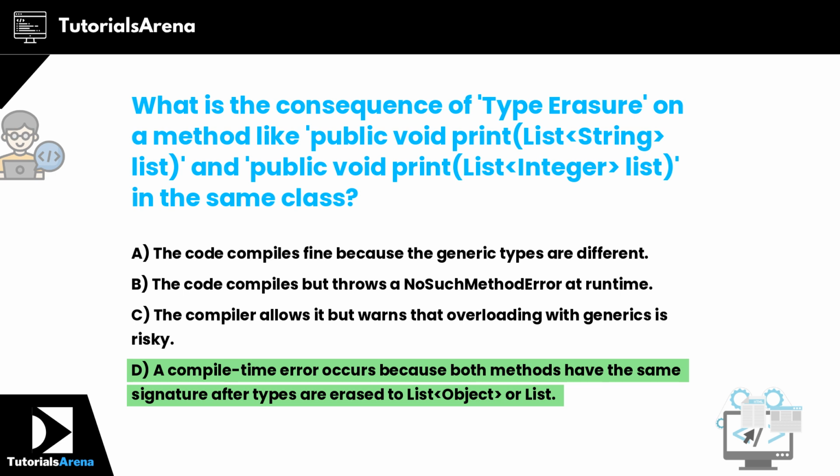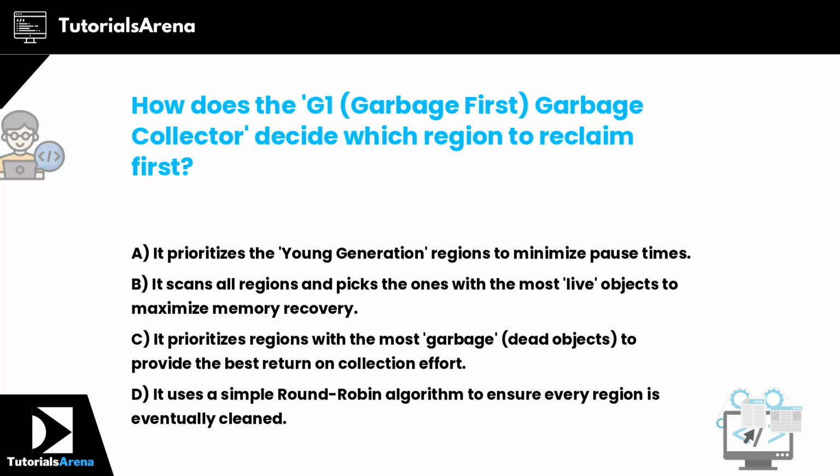List<Object>, or List. How does the G1 Garbage First garbage collector decide which region to reclaim first? Answer is A. It prioritizes the young generation regions to minimize pause times.